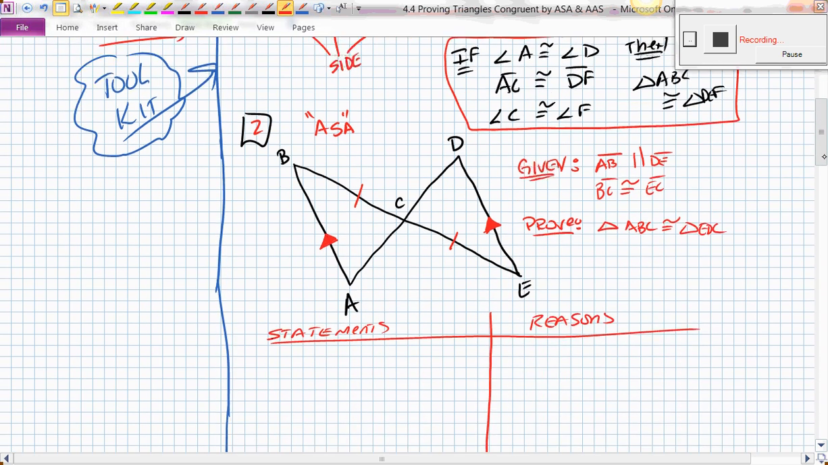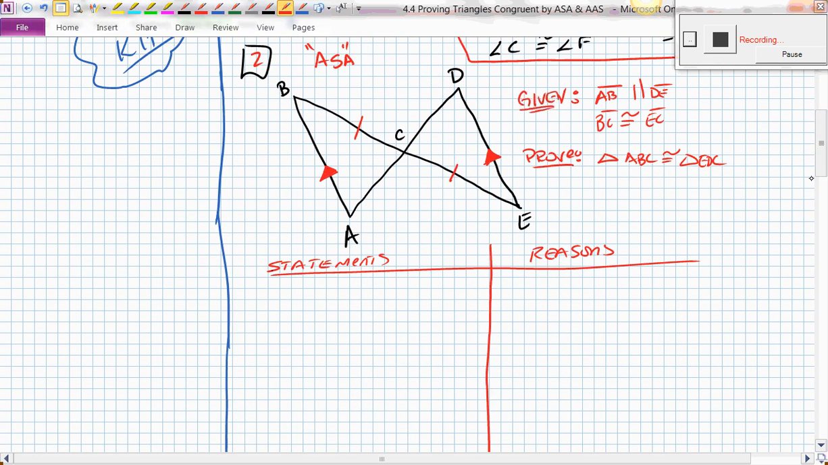So here's an example, a proof that we're going to do for angle, side, angle. Here's this picture I have, and it says given that AB is parallel to DE, and I have drawn those in by these little red triangles. And you know that BC is congruent to EC. You've got to prove triangle ABC is congruent to triangle EDC. And we're going to prove this by angle, side, angle. And so here's what we know.